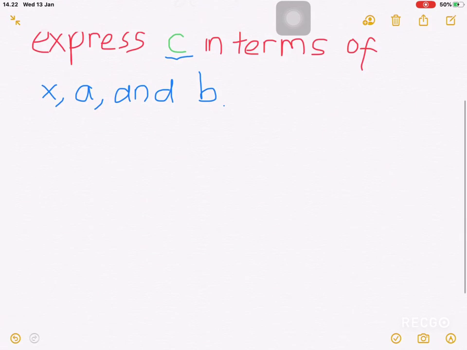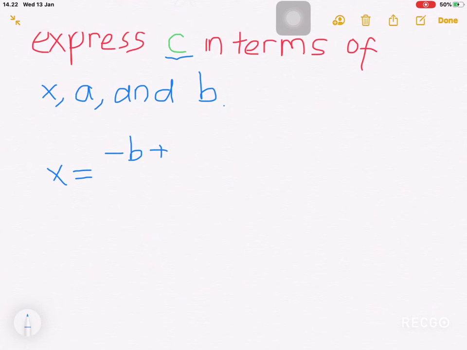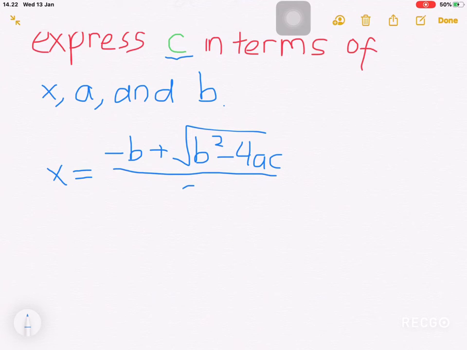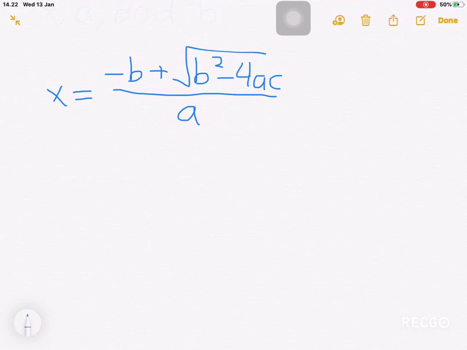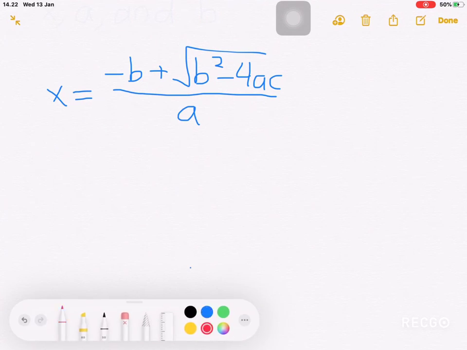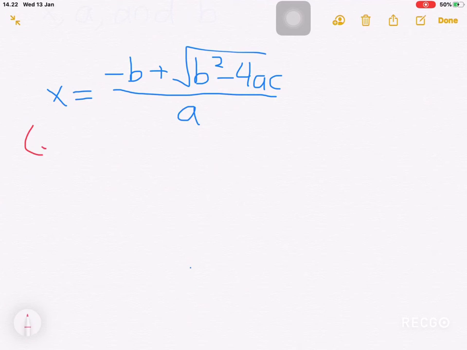Alright, so I'll just rewrite the equation back. x equals negative b, and all of that stuff. And yeah, that's the exact equation. Also, one difference from the quadratic equation is this is supposed to be a 2a, but I just removed it. So yeah, first we can just multiply both sides by a.